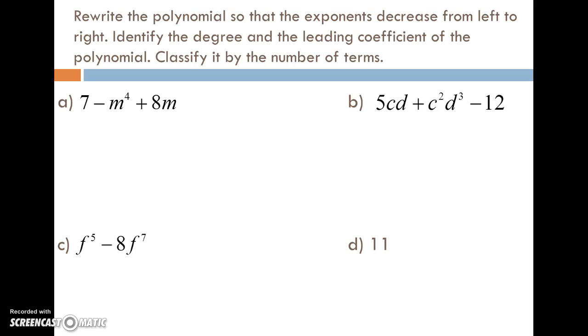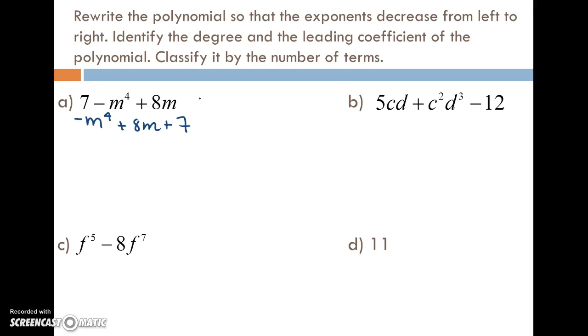First thing they wanted me to do was standard form. Standard form means that the highest exponent needs to come first. So there's a negative in front of that, so negative m to the 4th. The next thing would be plus 8m. And then the one without an m, that's your constant, that's always going to go last. So plus 7. That's us in standard form, writing the polynomial in order from the greatest exponent to the smallest.